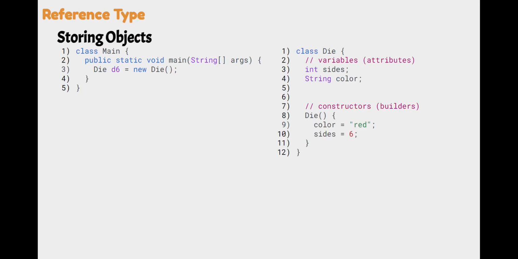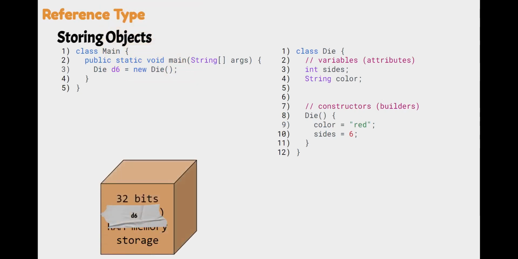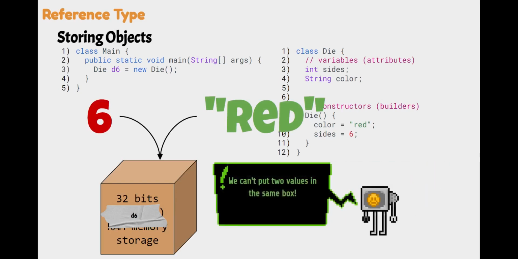So let's see how we store objects. On line 3, we are declaring a variable of type die, and we are slapping the name of D6 on there. And we are calling the die constructor. So if we look on the right-hand side, starting at line 8, we see that die constructor. That die constructor initializes two values. It initializes color to red and sides to 6. Now, we cannot put two values in the same box. So we cannot store both of these values in the memory location labeled D6.